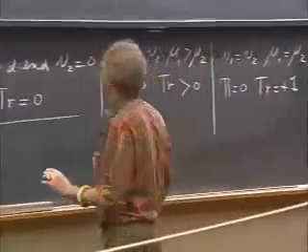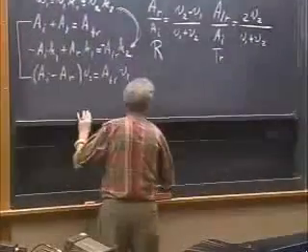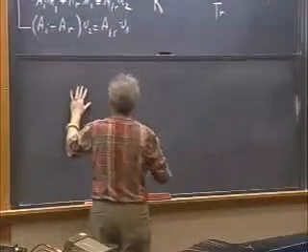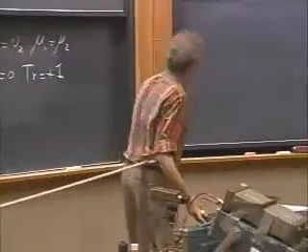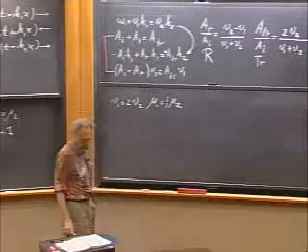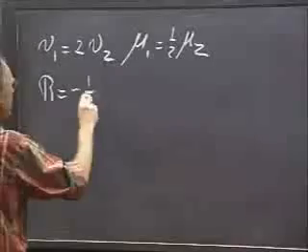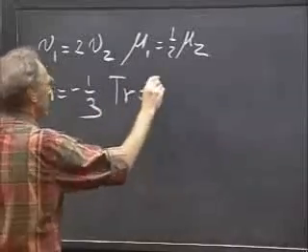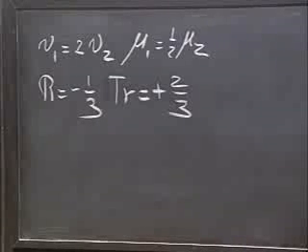Okay, so now let's do a specific example whereby we give some numbers, because that's what I plan to demonstrate. So the example that I have in mind is that V1 is 2V2. In other words, mu1 is 1/2 mu2. If I put that in that equation, I find that R equals minus 1/3, and I find that the transmittivity is plus 2/3. That's just a matter of sticking those numbers in.